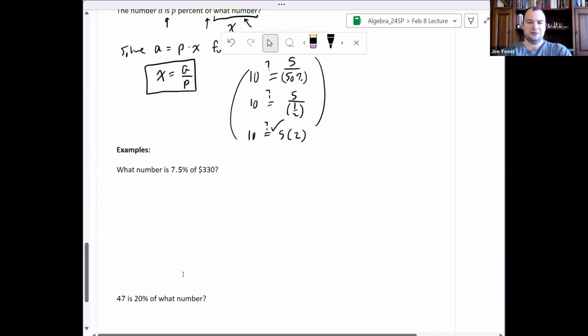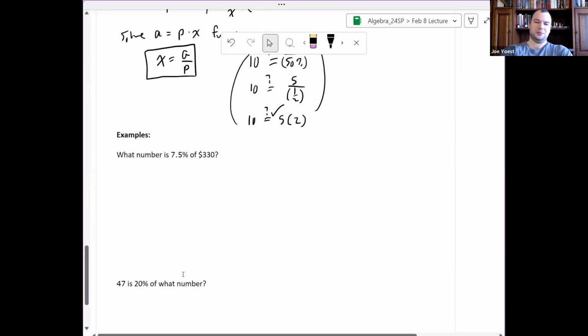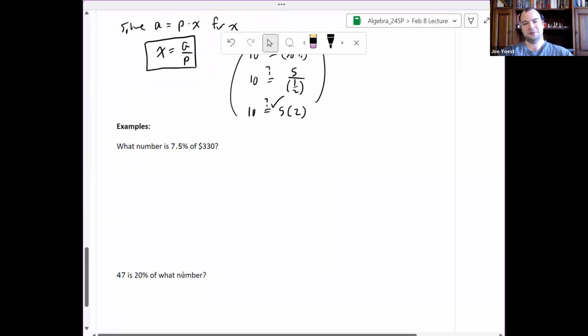Okay, so let's work through this process for specific problems. First, what number is 7.5% of $330? So maybe we're trying to find, say, sales tax on an item that is $330 and sales tax in our area is, let's say, 7.5%.